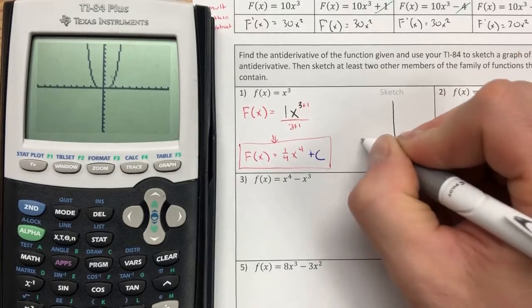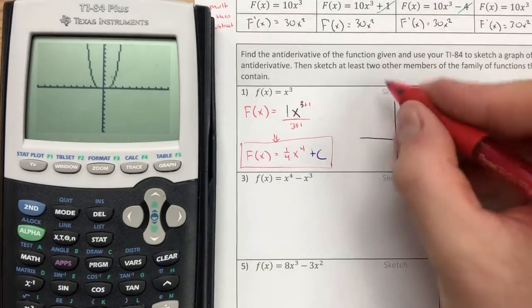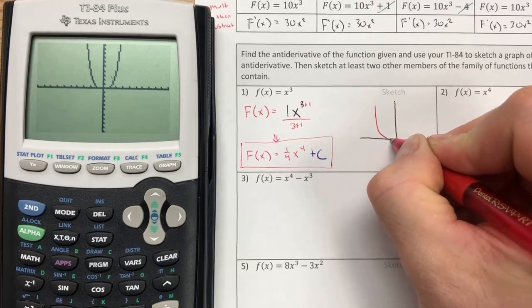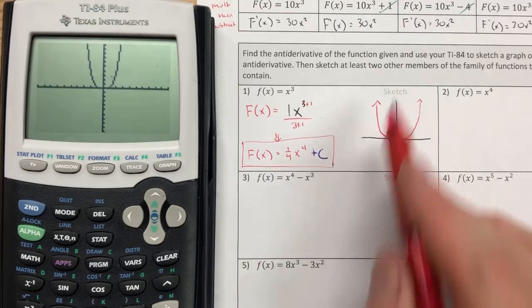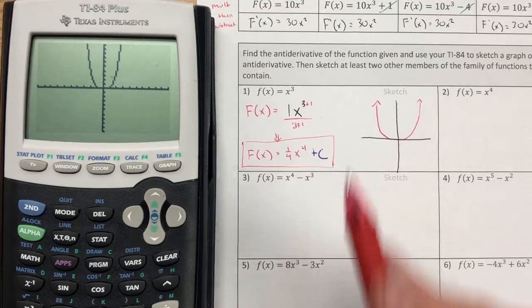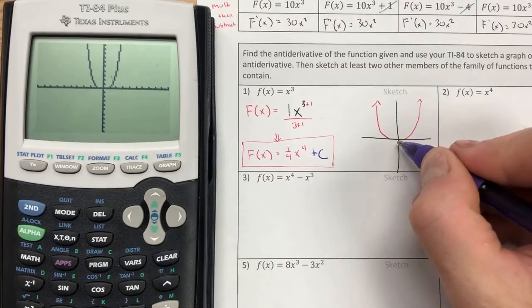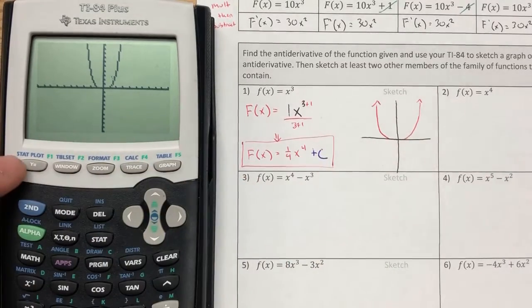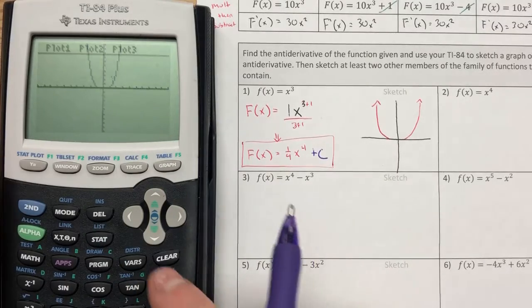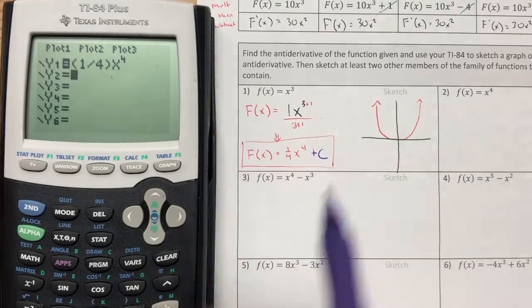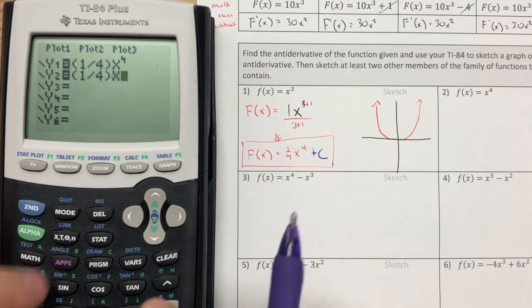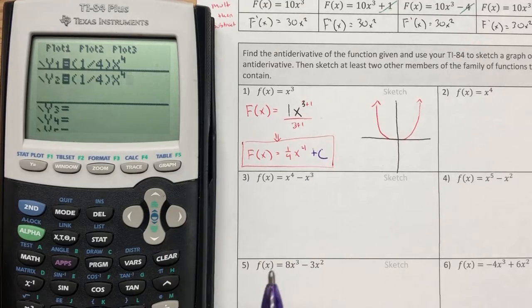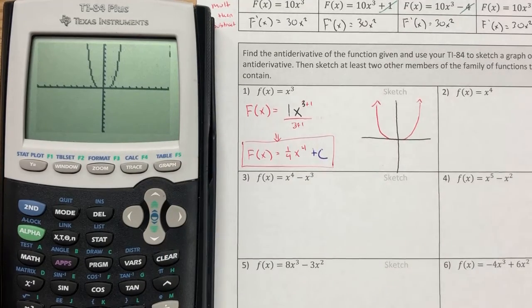So when I sketch a graph, I know the primary antiderivative looks something like this. And we want two other members of the family of functions. So that plus c is going to take this graph, and it could be that same graph plus 1. So I could take a peek at what that would look like in my calculator. I don't need to do it at this point, but I could say, how about 1/4 x to the power of 4 plus 1? And take a look at the two graphs. Oh, hey, it's the same graph, just moved up 1.